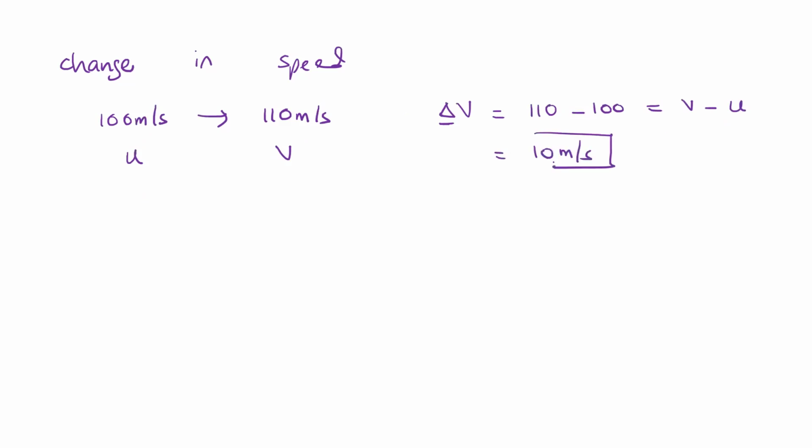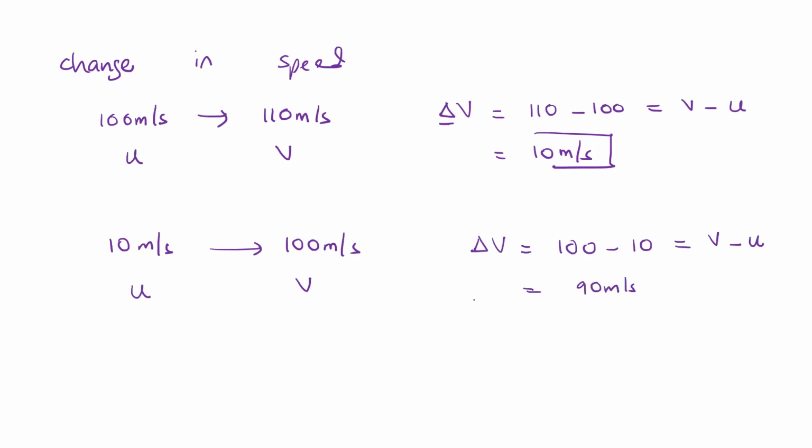That's one thing. Now, let's say there is something moving at 10 meters per second, and it becomes, all the way, 100 meters per second. So what would be this 10? U. What would be this 100? V. So what's the change in speed? That would be 100 minus 10, and that is still final minus initial. And that's 90 meters per second. That's change in speed.